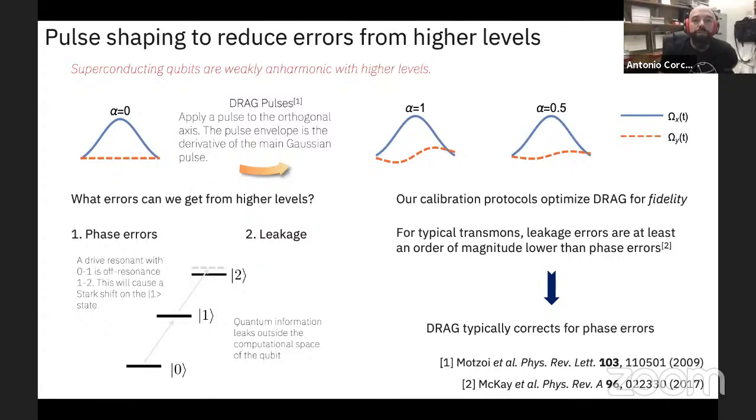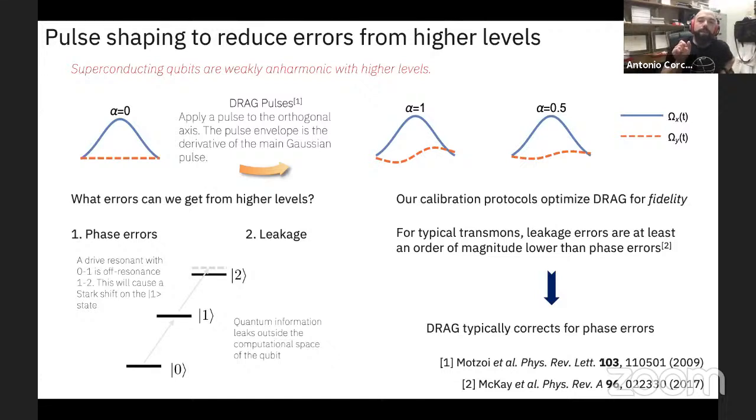Another thing that is important for single qubit gates is that, as I said, our qubits are not really qubits. They have many levels. And when you apply a tone to address the 0-1 transition, you are off-resonantly driving 1 to 2, which changes its frequency a little bit. So you have a little bit of dephasing just because you have many levels. Another error you could have is that you are trying to make an excitation from 0 to 1, but it can end up in 2 or higher levels. That problem exacerbates when you try to make your gate shorter.